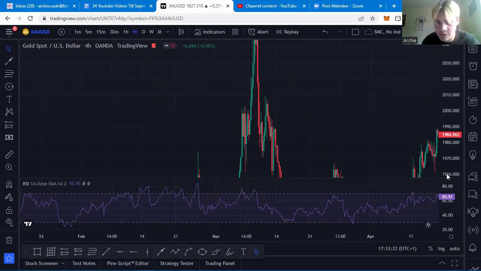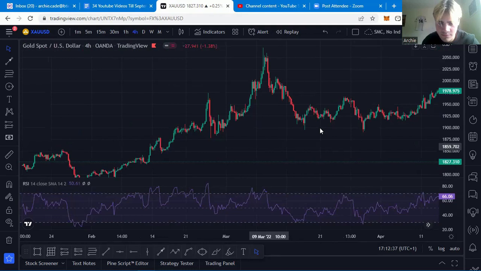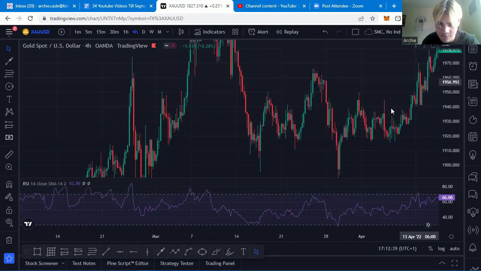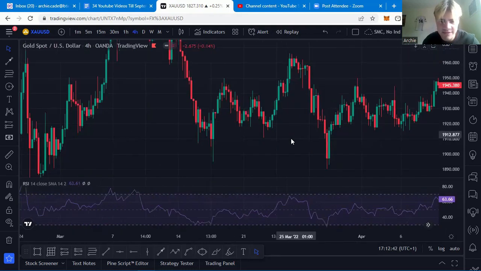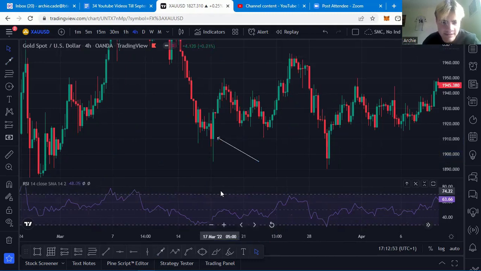I've got 4 hour. See if we've got any clean ones. Beautiful. Okay, perfect example here as well. So now what I'm looking at is this imbalance here. Okay, great imbalance, good imbalance, okay? And this would be where our imbalance is placed off.